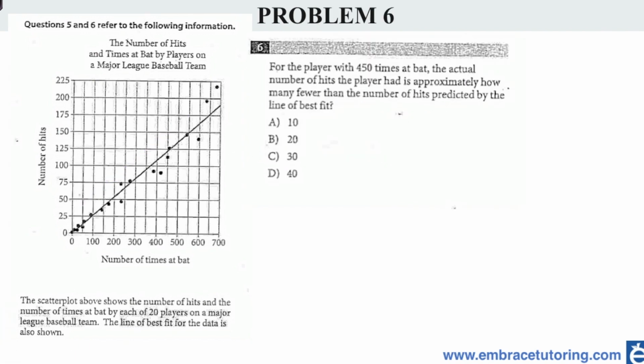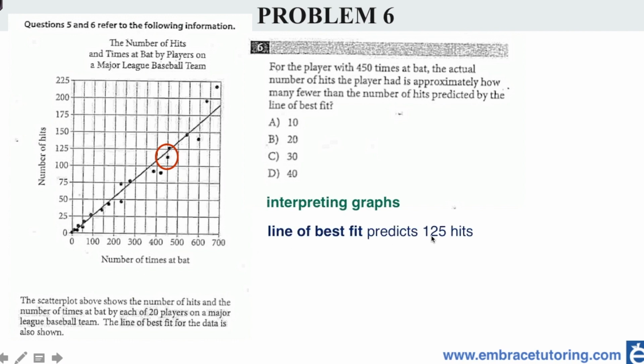Problem number 6 states, for the player with 450 times at bat, the actual number of hits the player had is approximately how many fewer than the number of hits predicted by the line of best fit? Looking here at my x-axis as well as my y-axis, I'm going to go to 450 for my x, the number of times at bat, and I see that the number of hits looks like it's somewhere between 115 and 120, but the number of hits he should have had, according to the line of best fit, is right around, I would say, 125, because we're interpreting this graph to say that it's predicting the line of best fit to be 125.